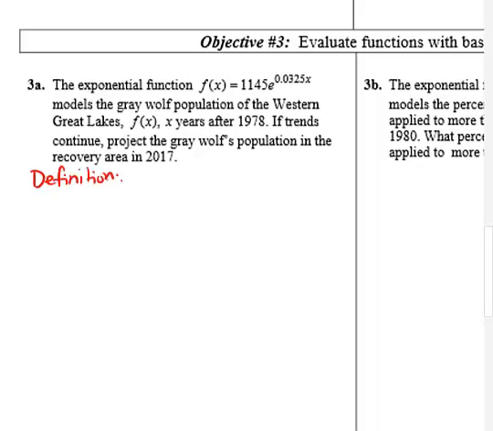E is kind of like i. We said, okay, I know it's a letter, but I'm going to say i is the square root of negative 1. They do a similar thing with e. E is about 2.718281828, and then it actually goes on forever, kind of like pi. That's how I would think of it.